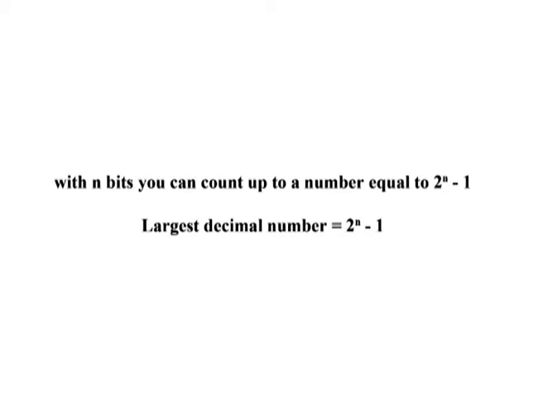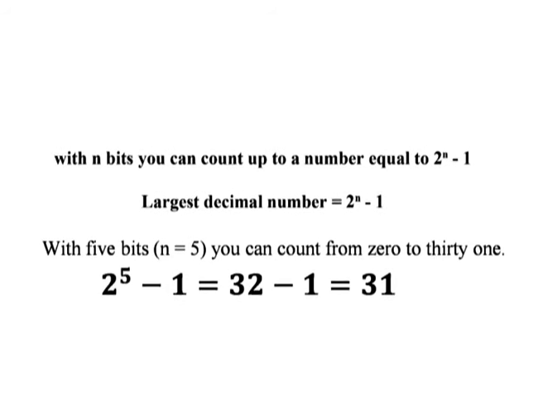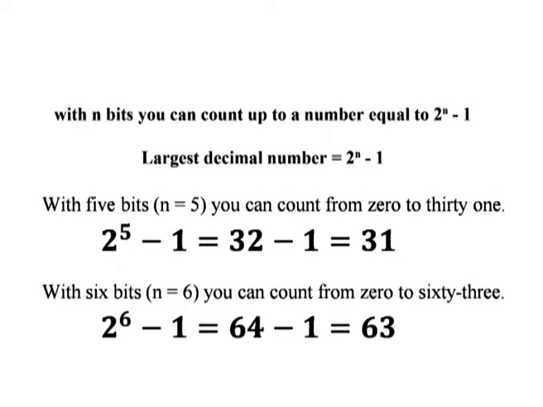In general, with n bits, you can count up to a number equal to 2 to the power n minus 1. Largest decimal number is equal to 2 to the power n minus 1. For example, with 5 bits, that is n is equal to 5, you can count from 0 to 31 as shown here.